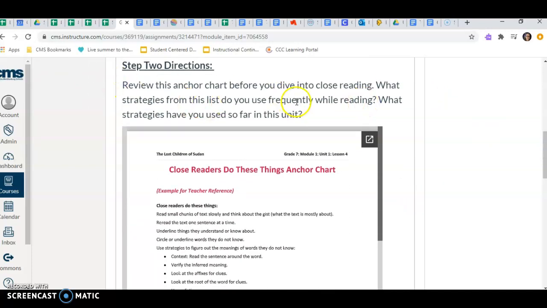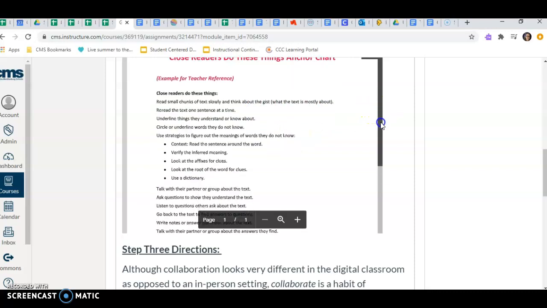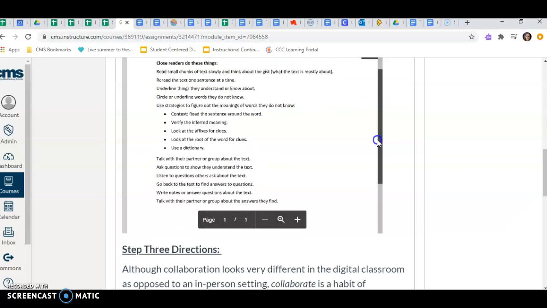Review this anchor chart before you dive into close reading. What strategies from this list do you frequently use while reading? What strategies have you used so far in this unit? So let's look at this. Read small chunks of text slowly and think about the gist. So I think that you guys have been doing that so far with your novel. Reread the text one sentence at a time. Oof, I know I do that when I get confused.